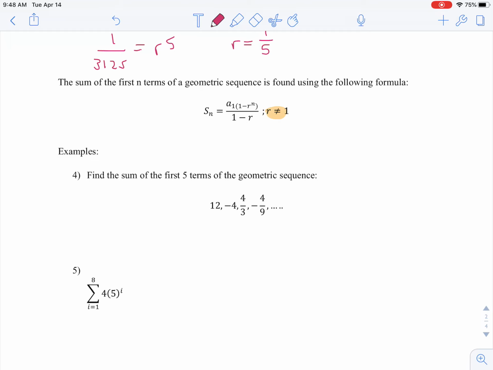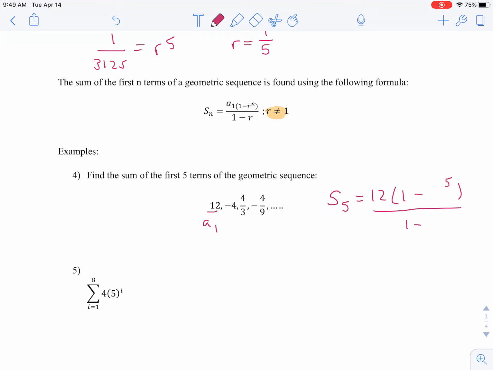So find the sum of the first 5 terms of the geometric sequence. If I wanted to for this one, I could just find the last term and then add them. But let's go ahead and use our formula. So we have a sub 1. So s sub 5, so that number is how many terms, is equal to 12 times 1 minus whatever r is. We got to find r. N is going to be 5 over 1 minus r. And we got to find r.